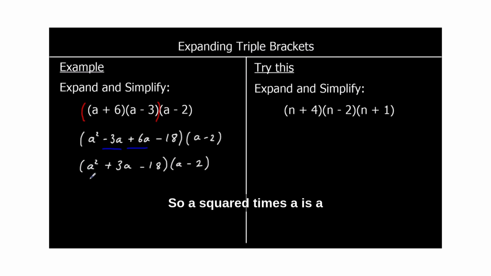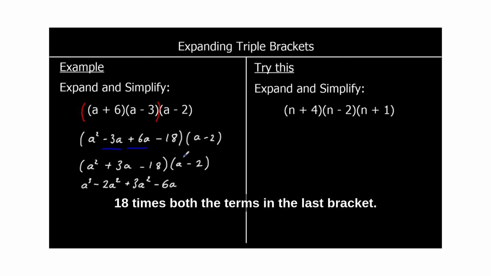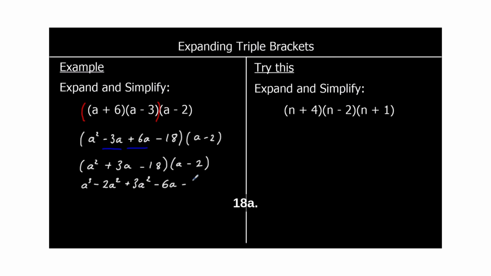So a squared times a is a cubed. A squared times negative 2 is negative 2a squared. And now 3a times them both. 3a times a is 3a squared. 3a times negative 2 is negative 6a. And negative 18 times both the terms in the last bracket. Negative 18 times a is negative 18a. And negative 18 times negative 2 is going to be positive 36.